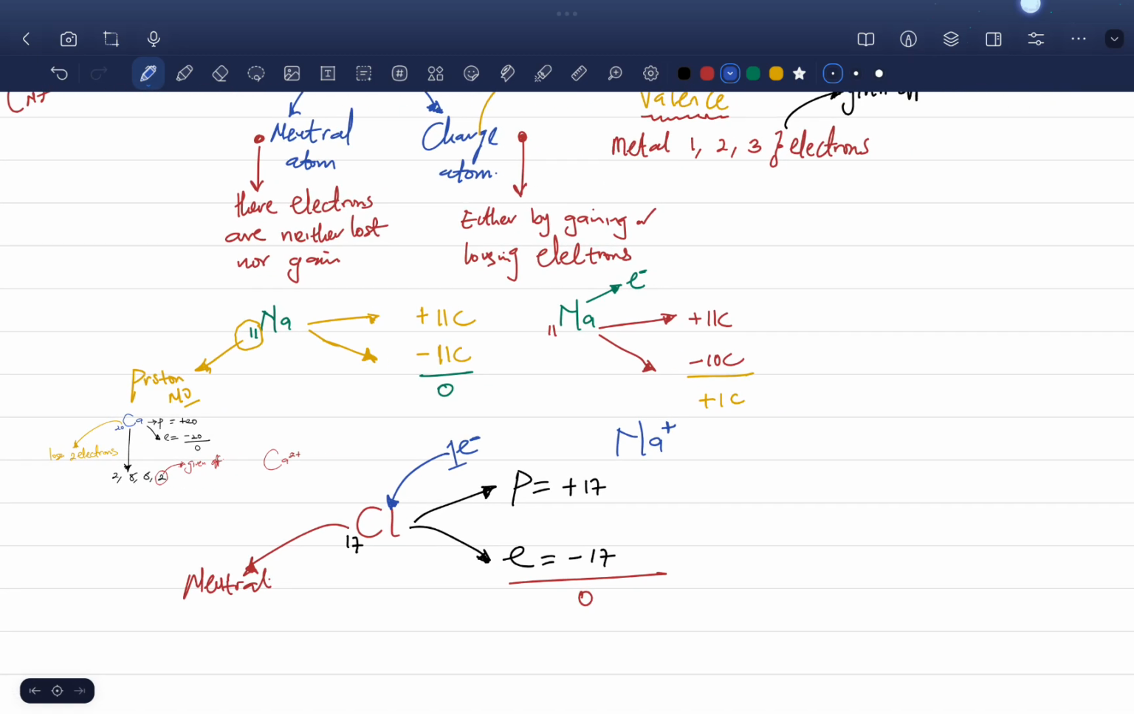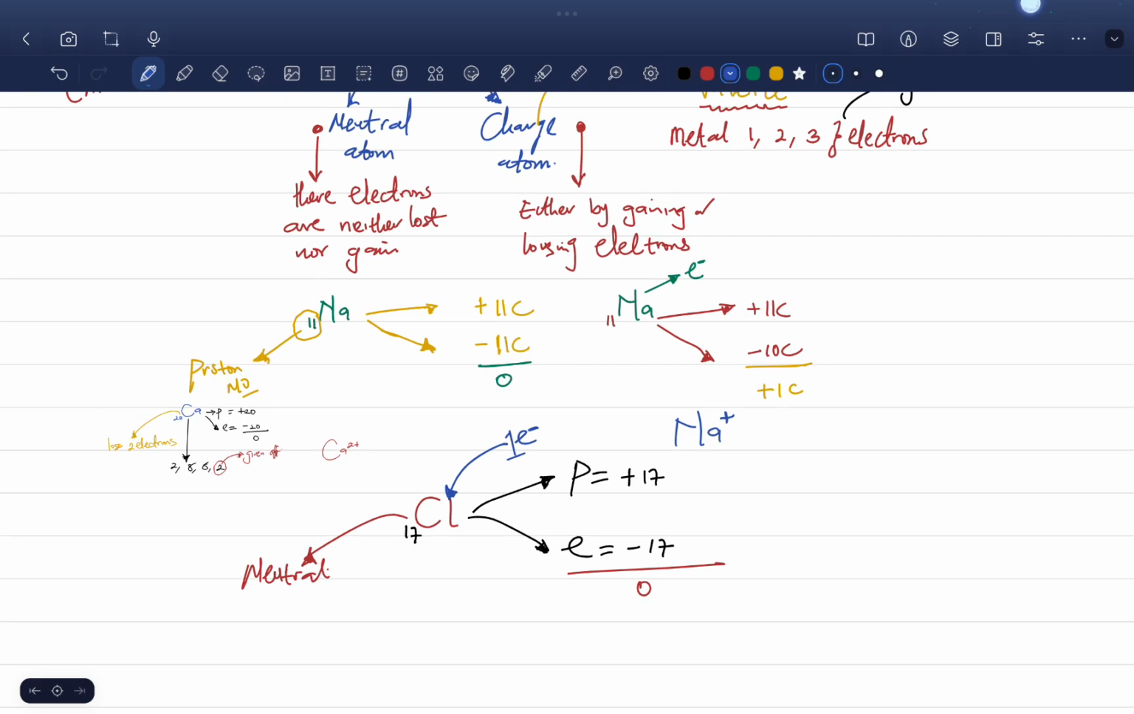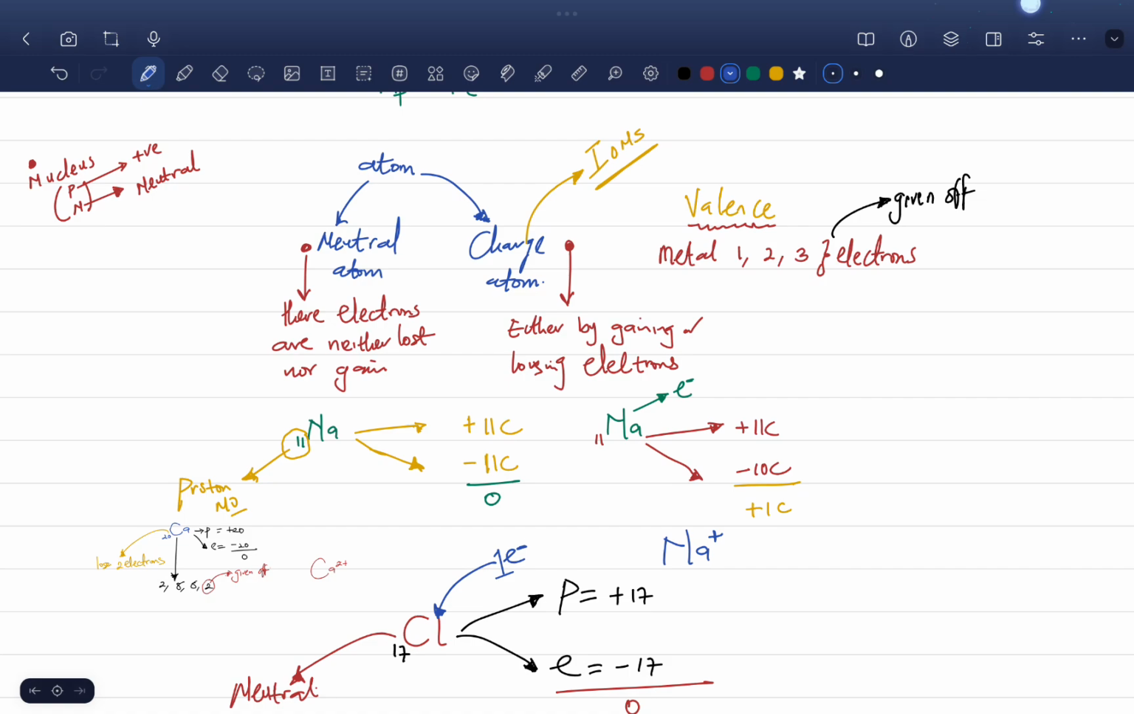And now, why is chlorine gaining just 1 electron? The reason why chlorine is going to gain 1 electron, I'll take you back to the valence concept, which is here. And in this way right now, we have the non-metals. For the non-metals, we know that they have 5, 6, and 7 electrons in their outermost shell.